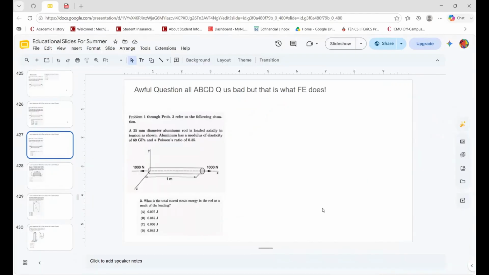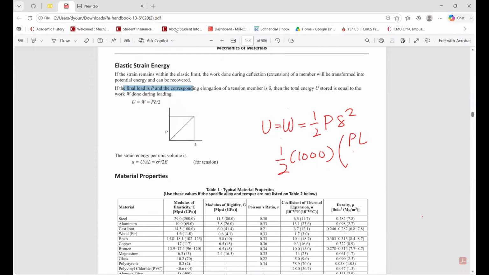So what is the stored energy? You can call it U, or the work, equal to one half P delta. With that said, it's one half, whatever P is, 1000. And then we can use the PL over AE equation over here. Oh, is it delta or delta squared? Yeah, delta, my apologies. It's delta. I make mistakes all the time, man.